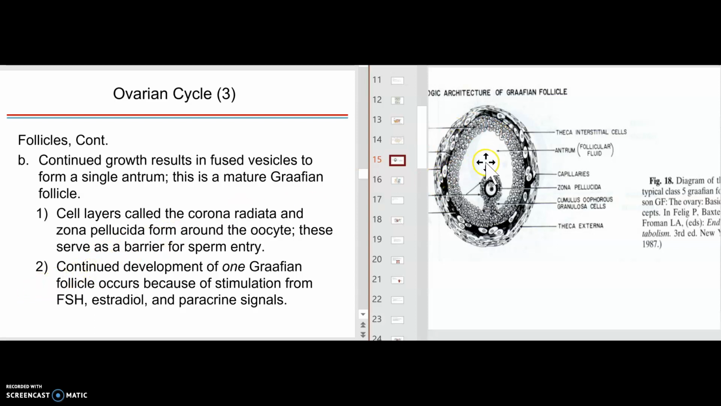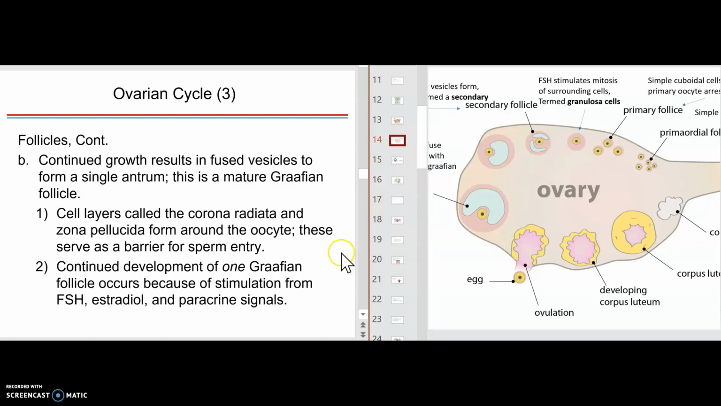Continued development, so several of these go and become Graafian follicles, but continued development of one Graafian follicle, in a month, let's say, occurs because of stimulation from FSH, estradiol, which is estrogen, and paracrine signals. Paracrine signals, again, are local signals, local chemicals. Okay? And so what will happen now is, we'll go further.